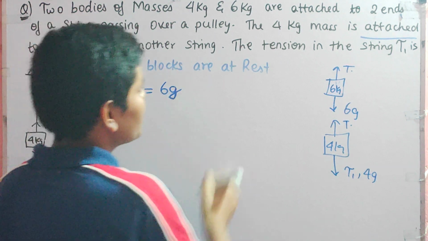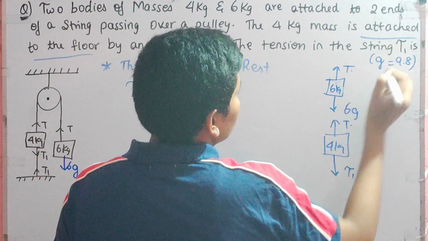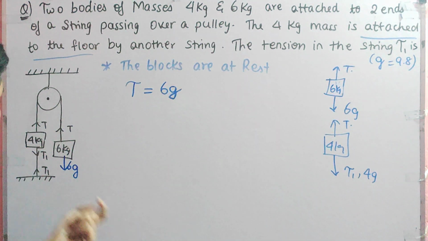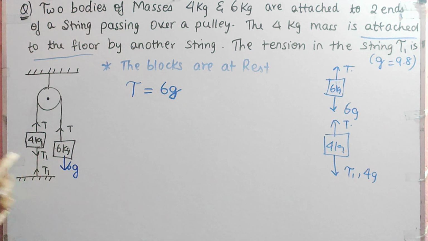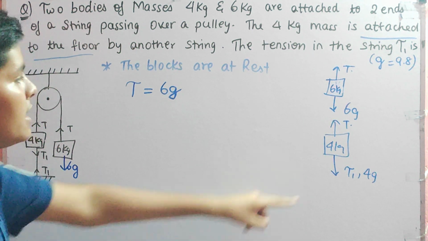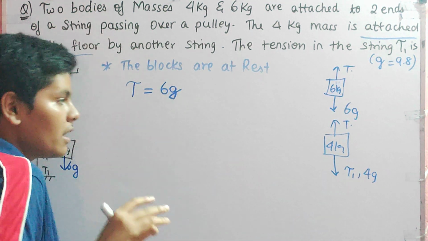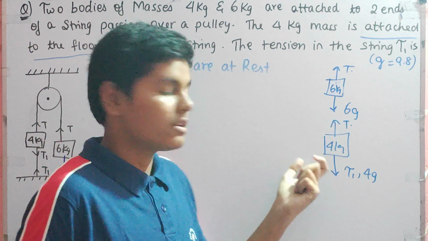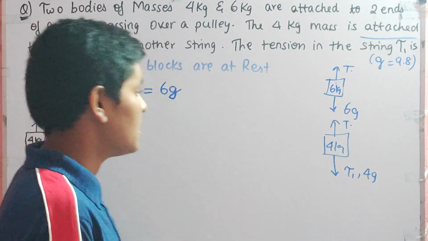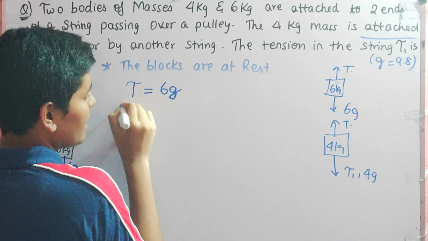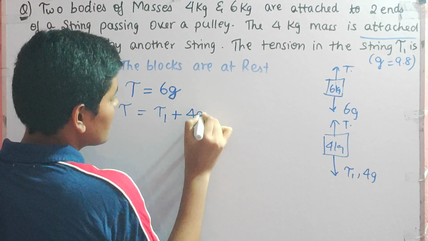And one more piece of information: we have to assume G is equal to 9.8. So for the 4 kg block, the weight 4G is acting downwards, the tension T1 is also acting downwards, and both are balanced by a single force, T. Because the block M1, 4 kg, is not moving, the upward and downward forces cancel, so we can say that T is equal to T1 plus 4G.